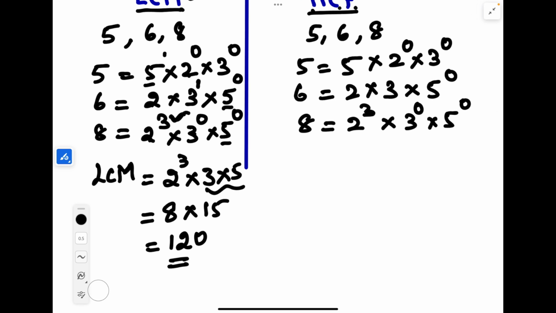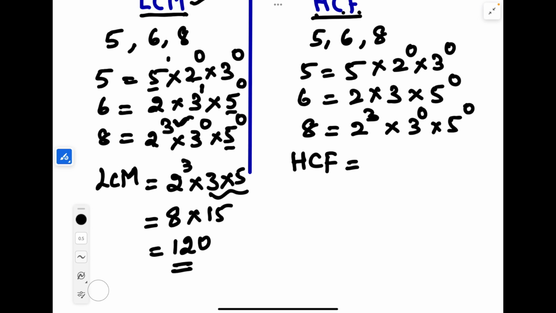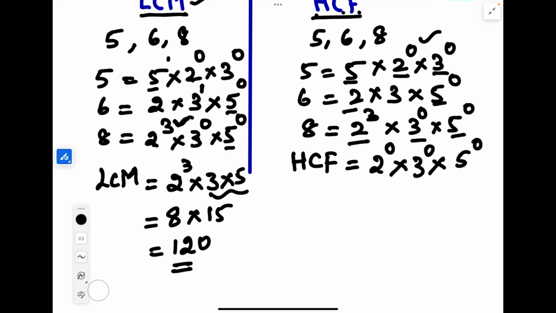Now let us see the HCF. HCF is common factor with least exponent, because it is a factor. Here it is a multiple. So now let us see 2 power 0, 2, 2 cube. So least is 2 power 0, which is nothing but 1. Next, coming to 3, 3 power 0 is the least exponent, right? 3 with 0 exponent. Next into 5 power 0. That means 1 into 1 into 1. That means HCF is 1.